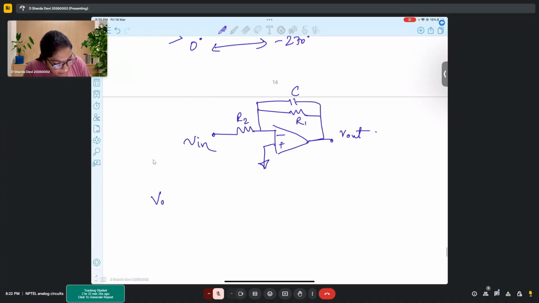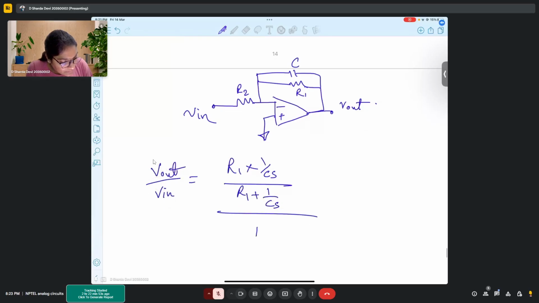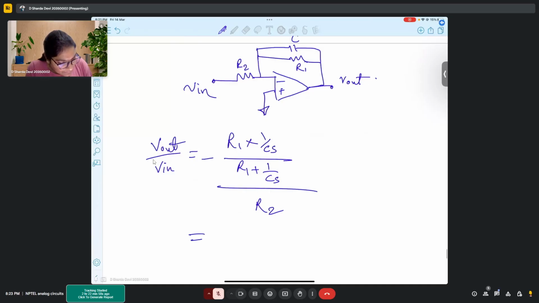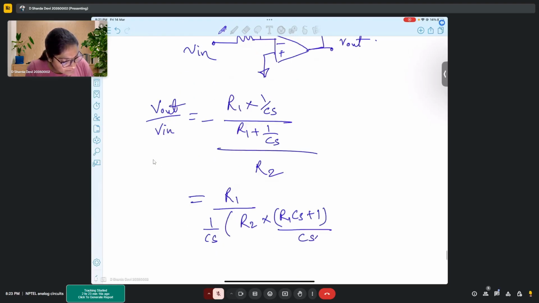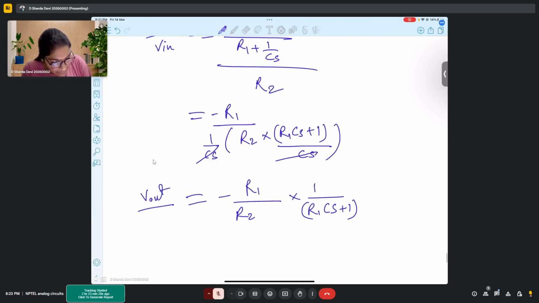So here, if I write my transfer function, V out upon V in, this is R2 by R1 divided by 1 plus, just wait a second, R1 into 1 upon CS by R1 plus 1 by CS upon R2, correct? Yes. So then it is like minus R1 by R2 divided by (R1CS plus 1). R2, R1CS plus 1 by CS. So this will be cancelled. So this is what we will get: minus R1 by R2 into 1 by (R1CS plus 1). R1 by R2 is the gain and that will be the pole.